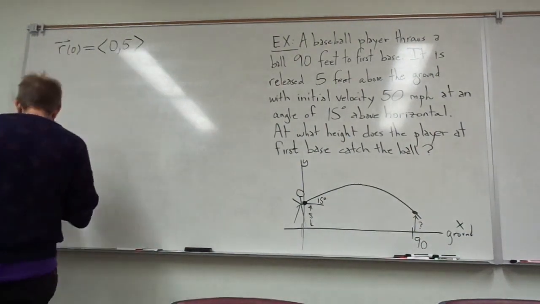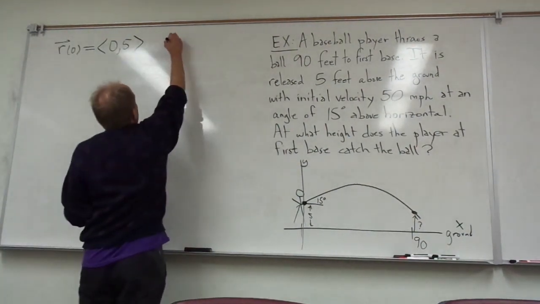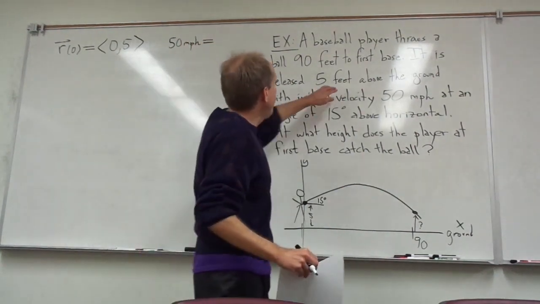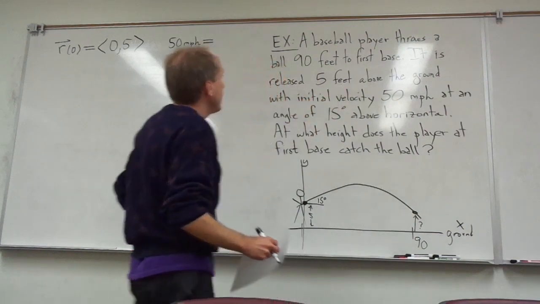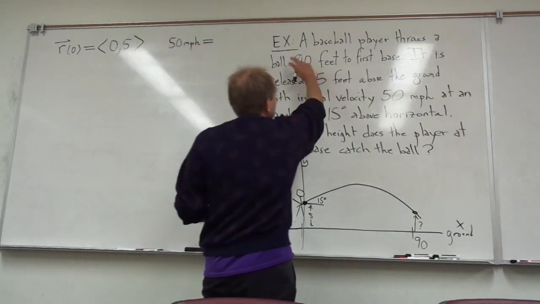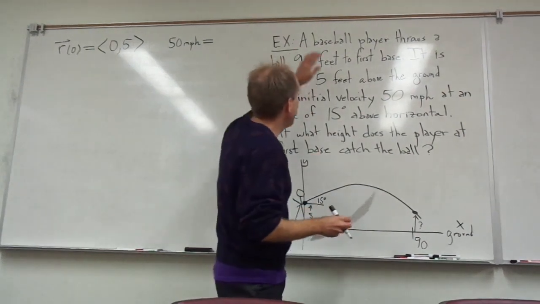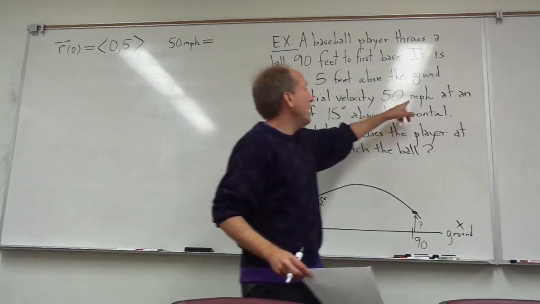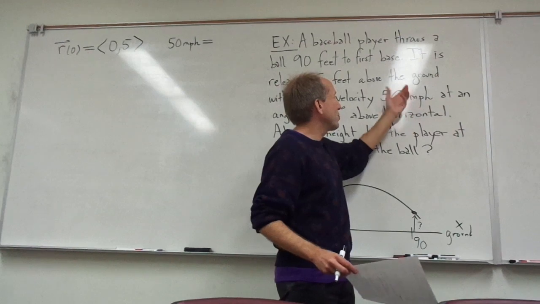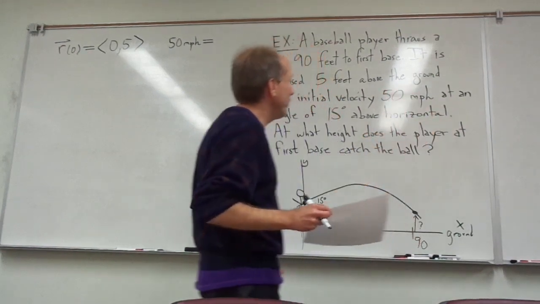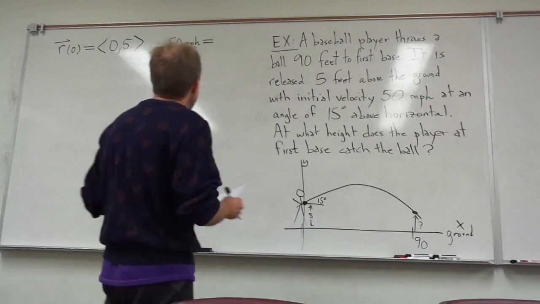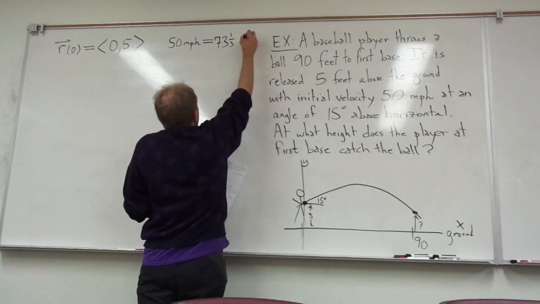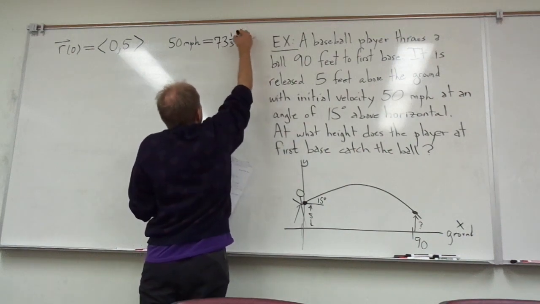Okay, and then the other thing that we know is that the 50 miles an hour should be converted into units of feet, because that is what all the other units are given in, 90 feet, 5 feet, and so on. And if we're going to convert it into feet, then converting from miles to feet is going to give you several thousands of feet per hour. So let's convert it into feet per second, and it comes out to 73 1/3 feet per second. I'll just abbreviate that like this.